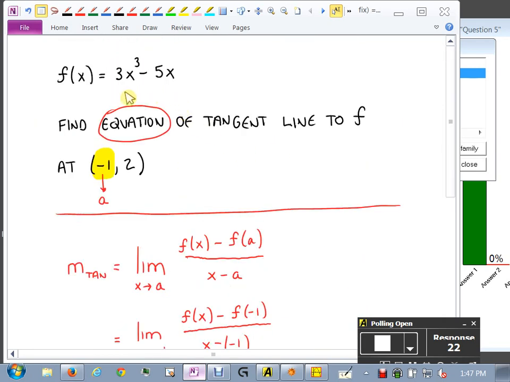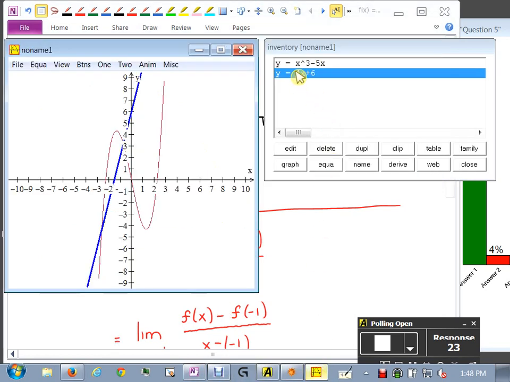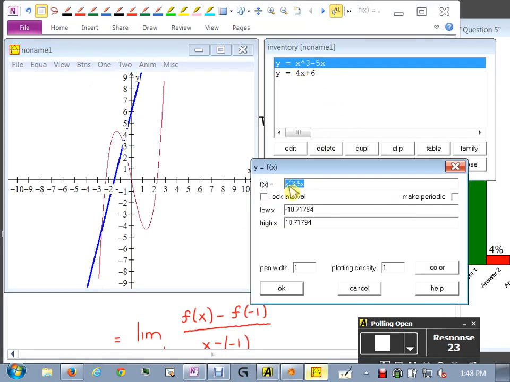No. This is it. 3x cubed minus 5x. What did I forget? Oh, jeez.